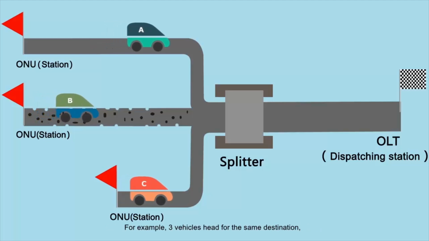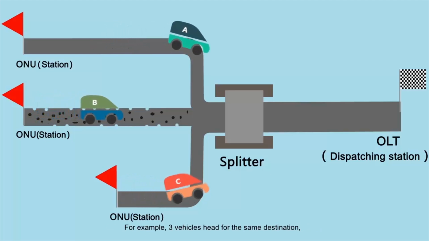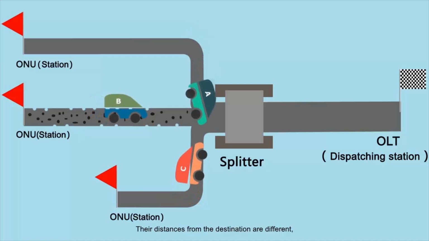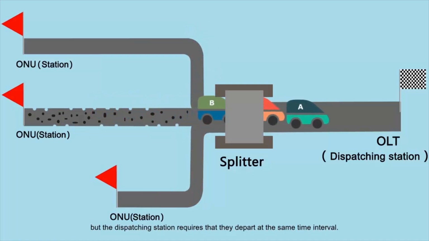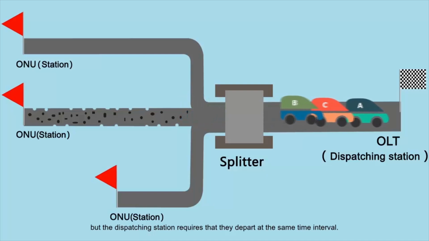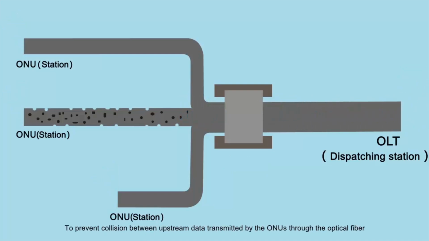For example, 3 vehicles head for the same destination. Their distances from the destination are different, but the dispatching station requires that they depart at the same time interval to prevent collision between upstream data transmitted by ONUs through the optical fiber.